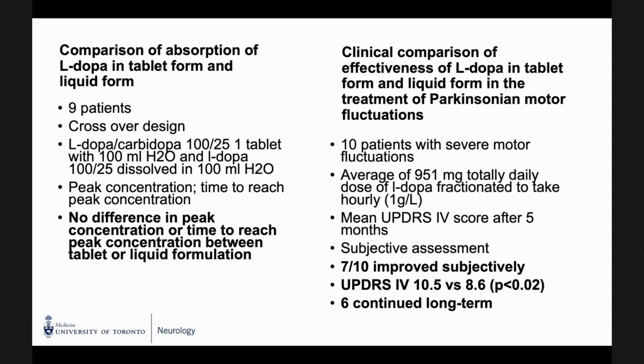And then they measured what's called the UPDRS-4, and this is complications of levodopa. So things like dyskinesia and off periods. And they scored them after 5 months of being on liquid levodopa, taking it every hour. And 7 out of 10 improved subjectively, and even objectively in terms of looking at the numbers in the UPDRS-4, there was a reduction in the complications. So these patients decided to stay on this treatment long term.